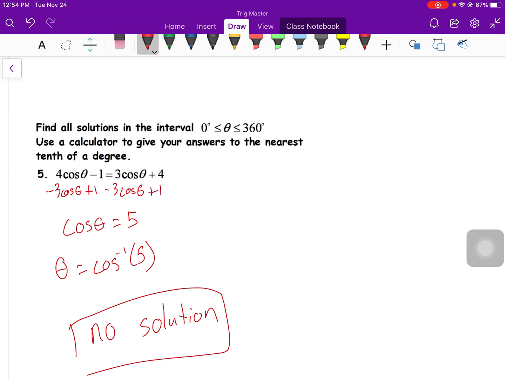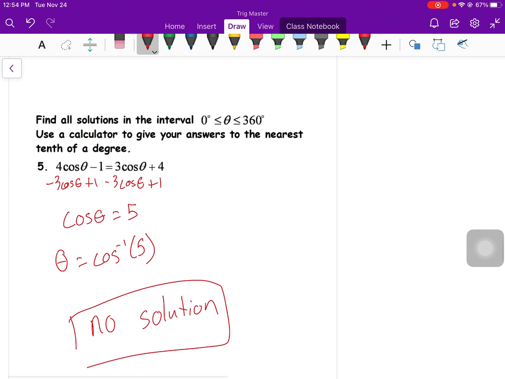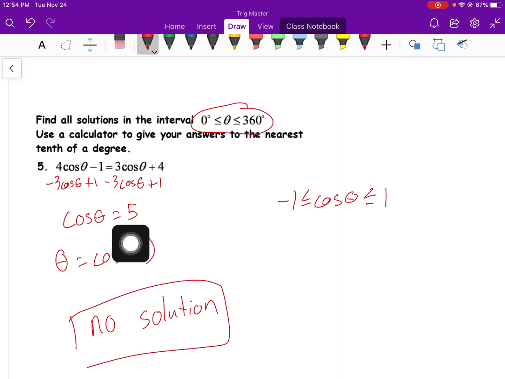It says use your calculator, and your calculator is never going to say no solution. First, make sure you are in degree mode. If you're in degree mode and then you hit cosine inverse of 5, your calculator is going to say error domain and then give you the option of quitting or going to. You have a calculator error because cosine of theta is bounded between 1 and -1. So cosine of theta cannot equal 5. That's why we get no solution. It's not possible.